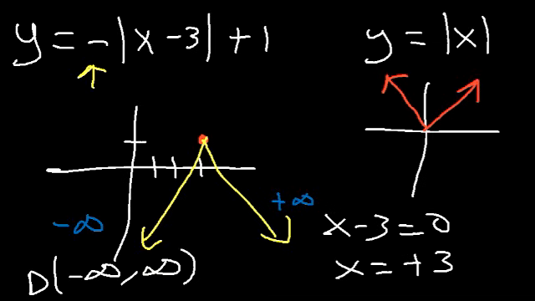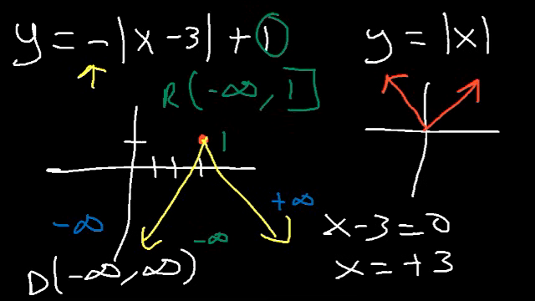Now the range has limitations. The lowest y value is negative infinity, but the highest y value is 1. So therefore the range is going to be from negative infinity to 1. And since it includes 1, we need a bracket. And so that's how you could find the domain and the range for an absolute value function.